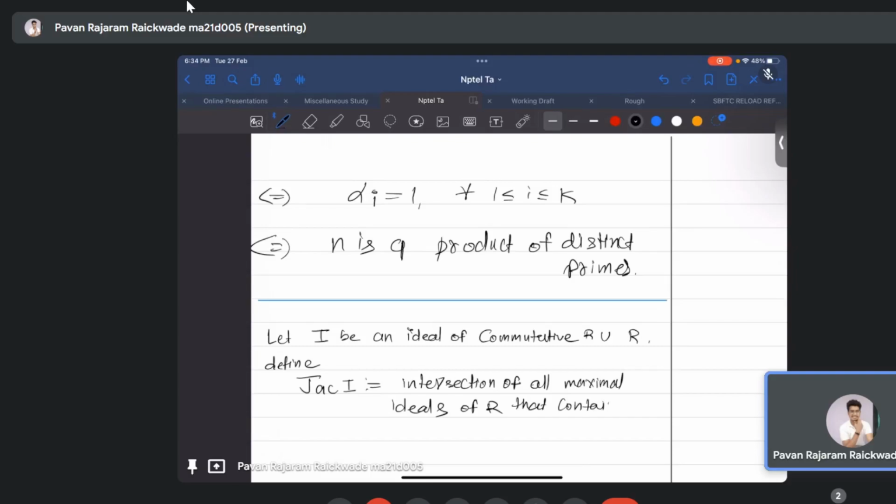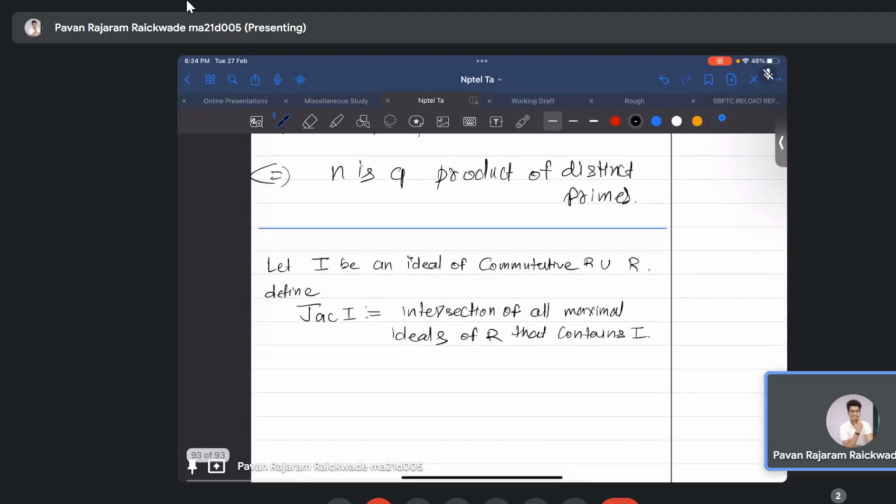that contains I. Basically, as we have seen previously, there is existence of maximal ideals. For every proper ideal, there exists a maximal ideal containing I, right? So what you want to find is the smallest such set which contains I. This is your Jac(I). No, sorry, it's not a maximal ideal. Just the smallest. This is how it's defined. It is the intersection of all maximal ideals that contain I.